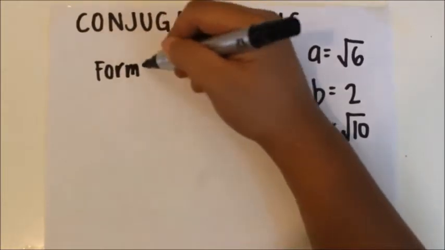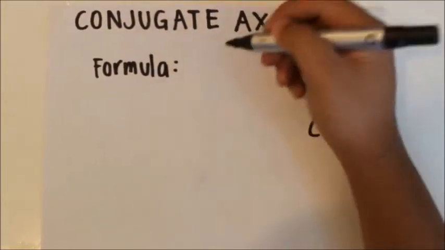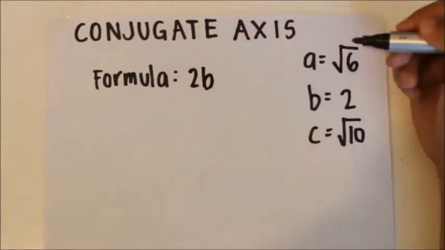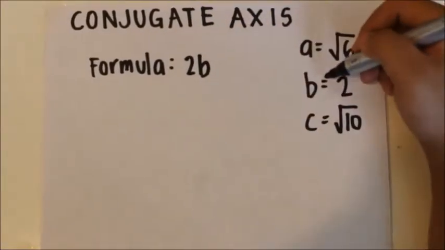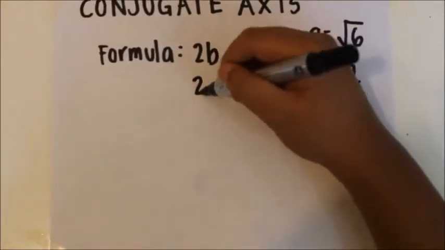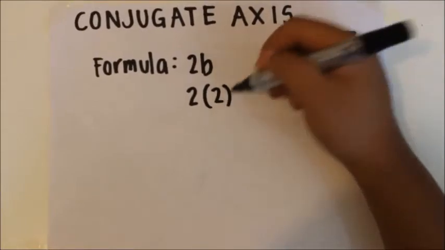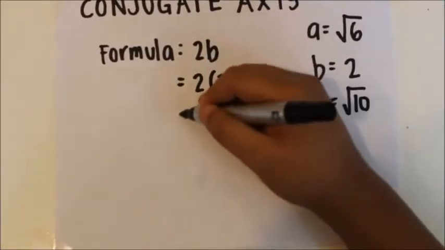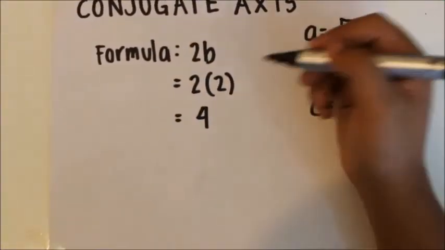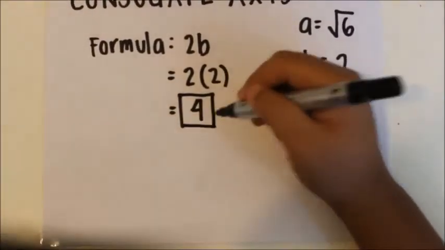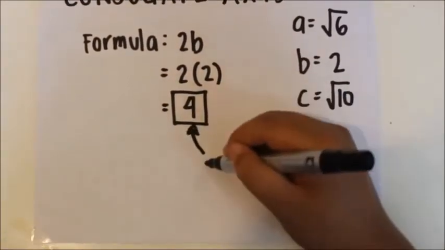The formula that we're gonna use to get the conjugate axis is 2 times b. So we're gonna have 2 times 2, which is equal to 4. Now 4 is our conjugate axis.